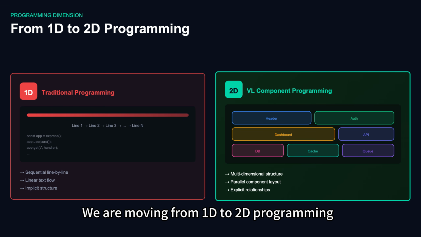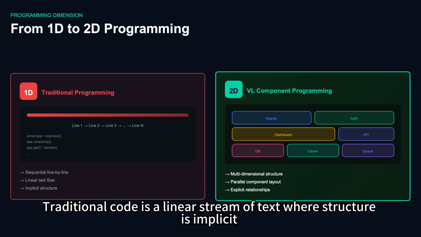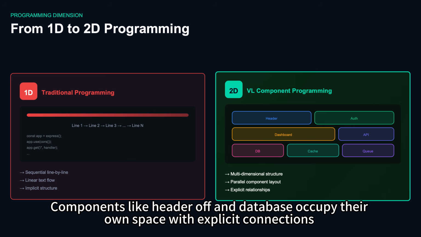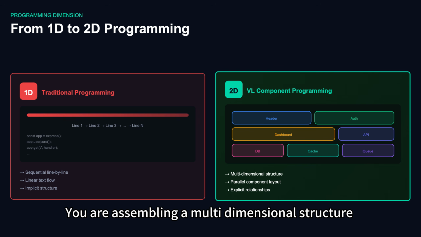We are moving from 1D to 2D programming. Traditional code is a linear stream of text where structure is implicit. VisualLogic is spatial. Components like header, auth, and database occupy their own space with explicit connections. You aren't just writing lines, you are assembling a multi-dimensional structure.